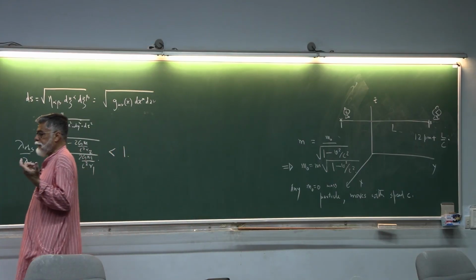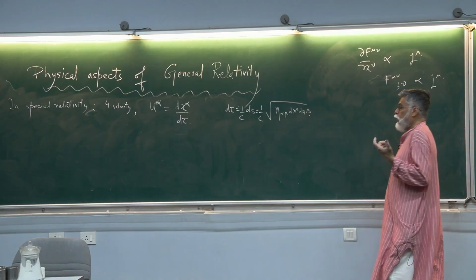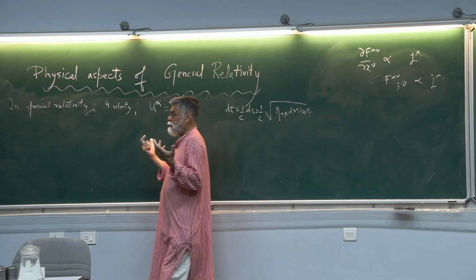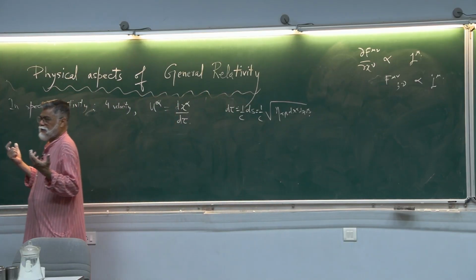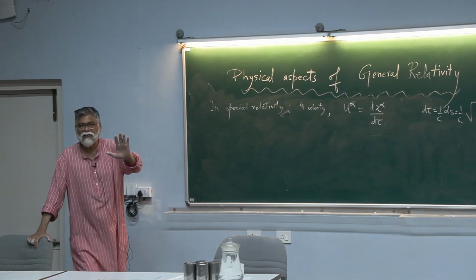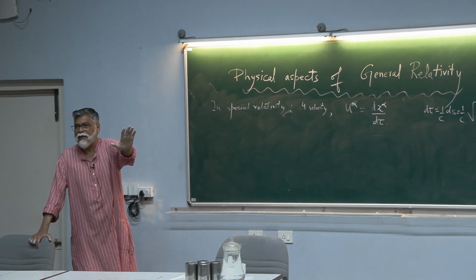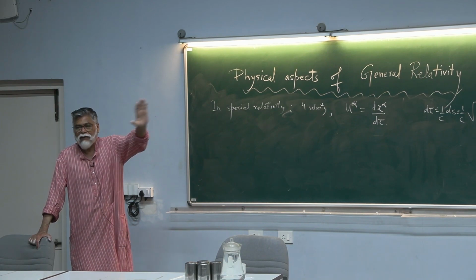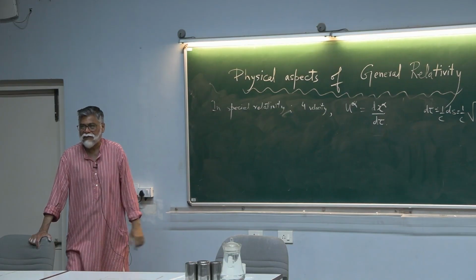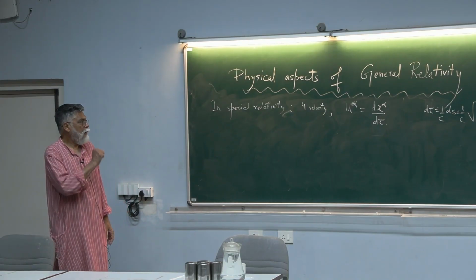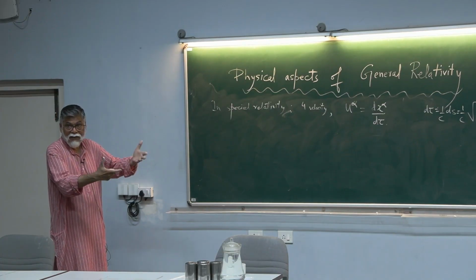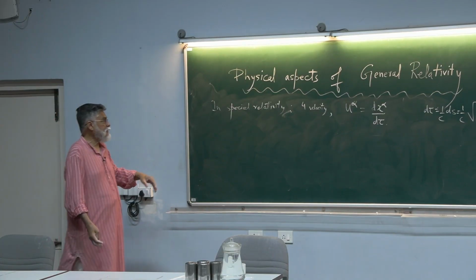So the prescription is, if you know your physics in special relativity and you want to study what happens in an arbitrary curvilinear coordinate system or arbitrary space-time geometry, all you have to do is, wherever you have eta alpha beta, replace it by g mu nu. Wherever you have an ordinary partial derivative, replace it by a covariant derivative. Okay. So therefore, when you go to general relativity, you ask, what is the notion of 4-velocity?